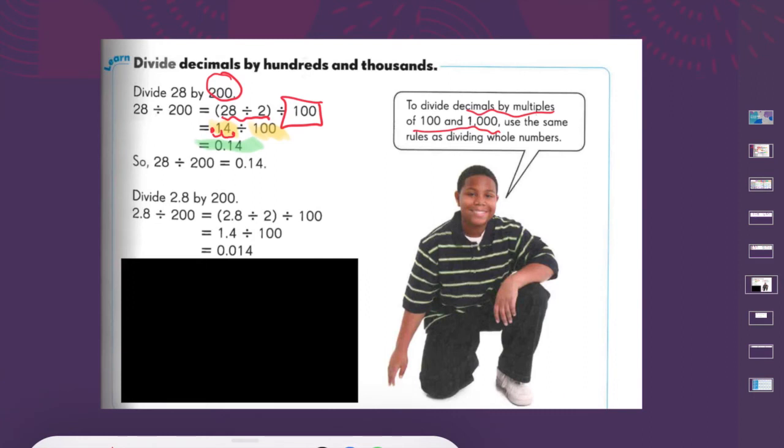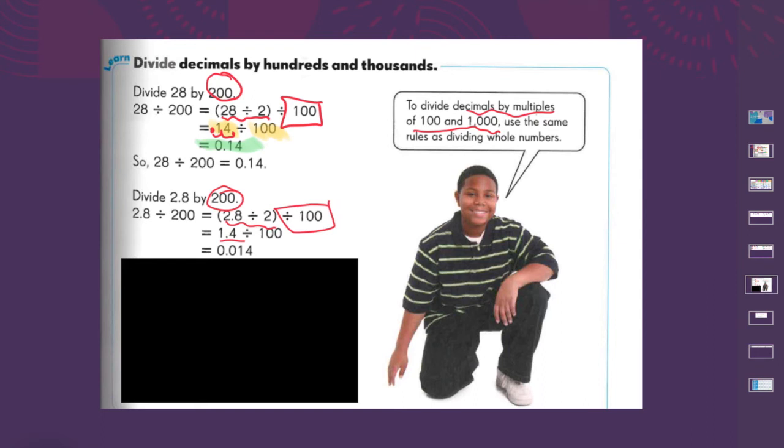Let's look at 2.8 divided by 200. Again, 200 is a multiple of 100. We can break that down so that we have 2.8 divided by 2 and then divided by 100. So 2.8 divided by 2 would be 1.4.